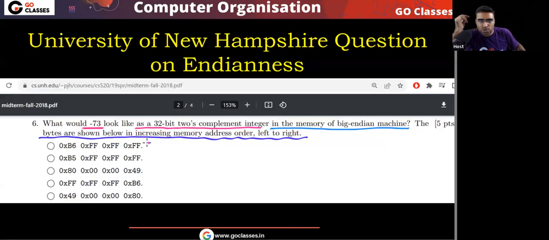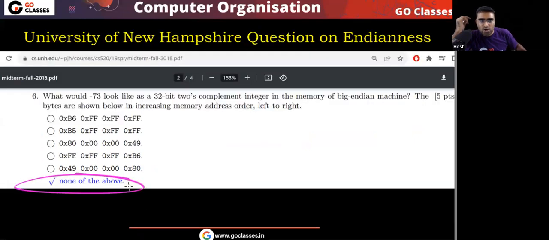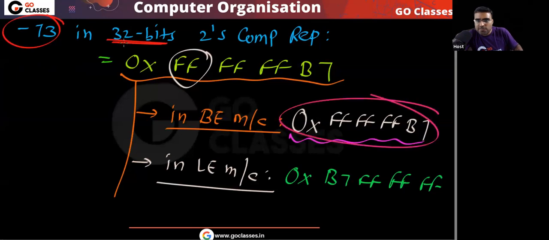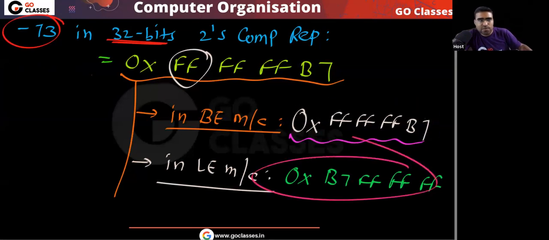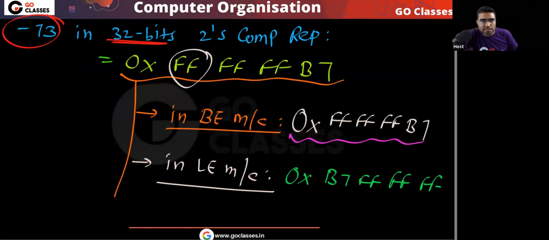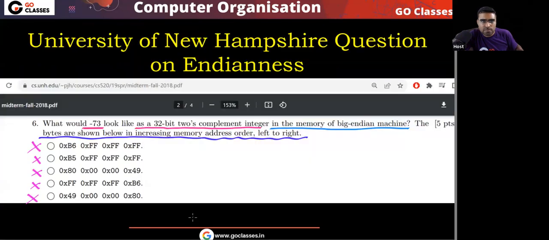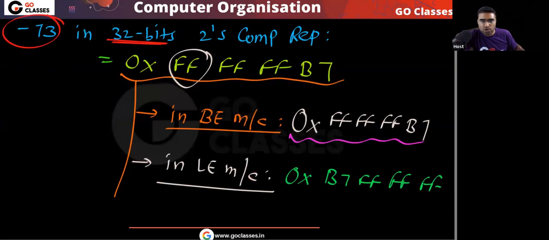Basically, none of them is correct. So the answer actually will be none of the above. You can see here. Is this clear? But you can see in the big endian the answer will be this. In the little endian the answer will be this. I hope this point is clear. Okay, correct. So let's move on now.